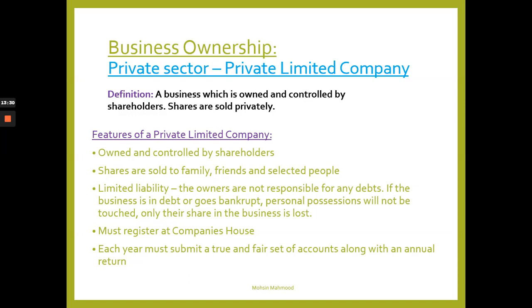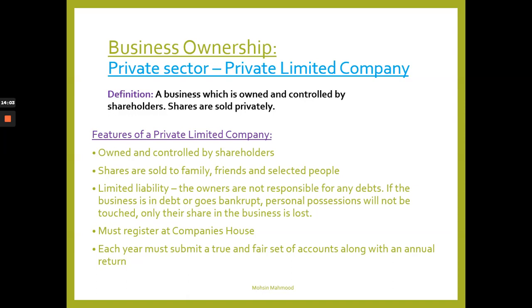We're now looking at private limited companies. Okay, now at the end of a private limited company, you usually see the words LTD. Okay, and that means they're a private limited company. Now, they're a business which is owned and controlled by shareholders, and shares are sold privately, okay, to friends and family and to selected people. So some features of a private limited company is that they're owned and controlled by shareholders, and again, shares are sold to family, friends, and selected people.